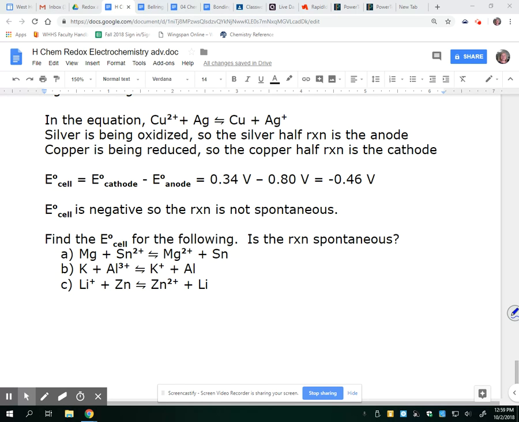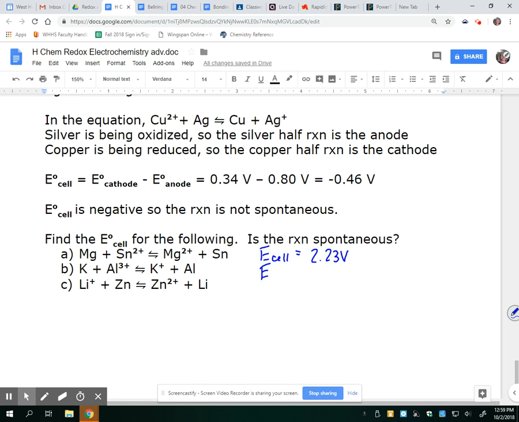Okay, so after you've done your work and found your E cell for each of these, I got my electrode potential for A to equal 2.23 volts. So this one is positive. That means this reaction is spontaneous. That means the reaction will occur in a galvanic cell.